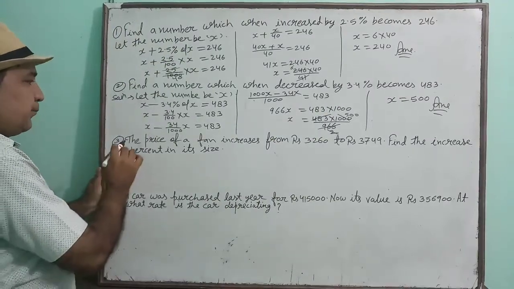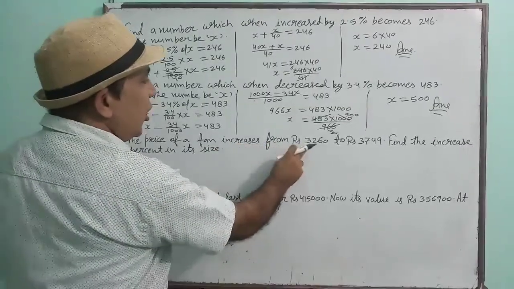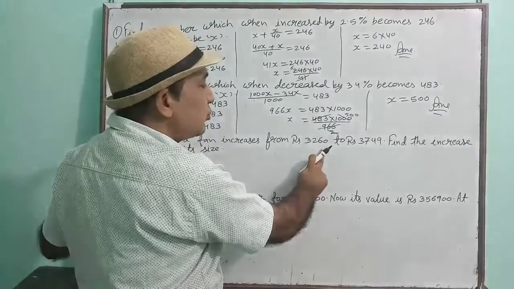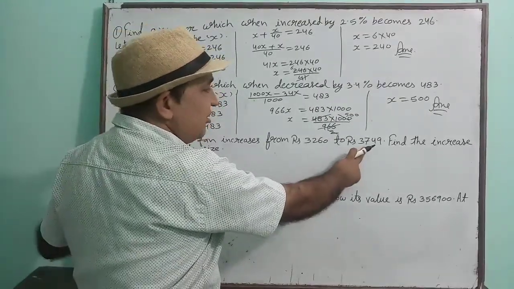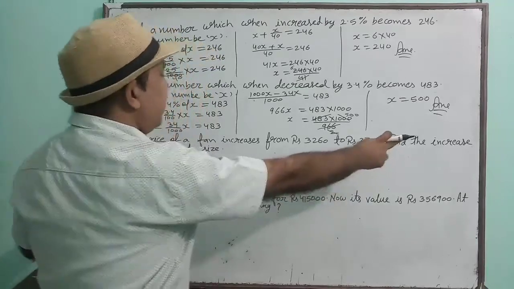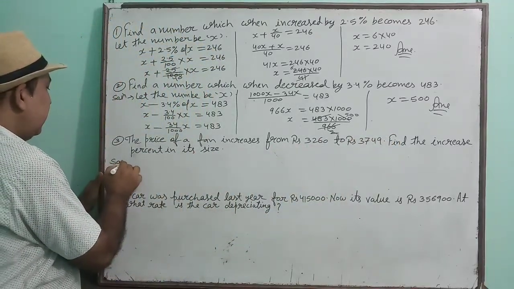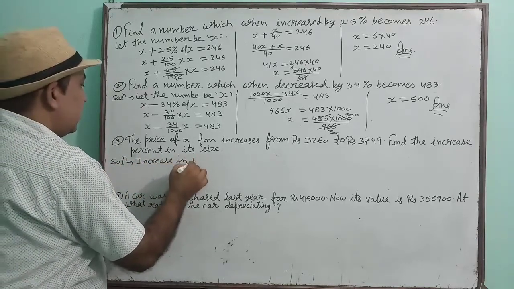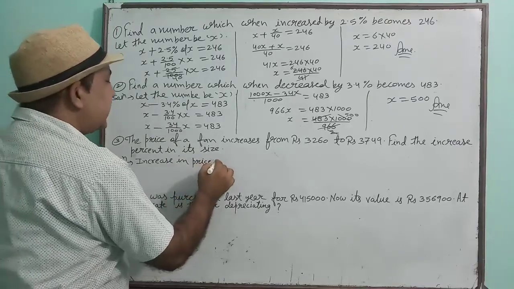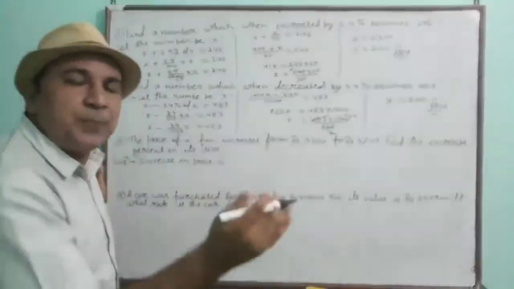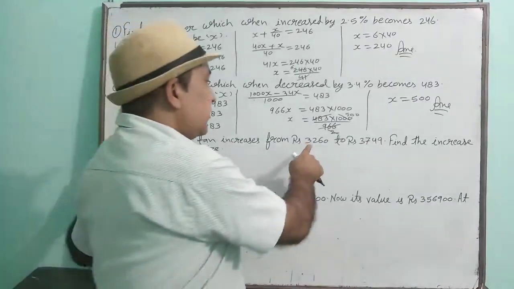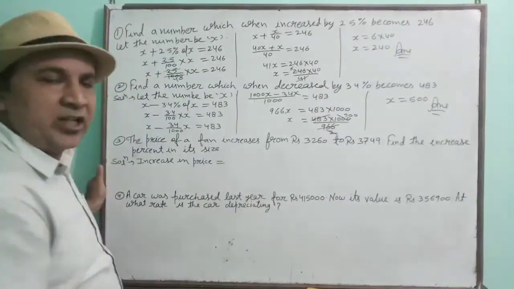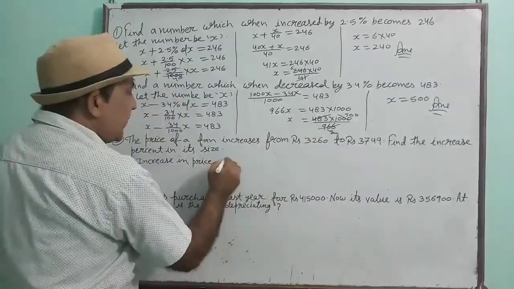See the third question. The price of a fan increases from this to this. That means the original price was 3260 and the new price is 3749. Then find the increase percent. Children, how will you find the increase in price? How much price is increased? The old price is this, the new price is this. How will you find how much the price is increased? New price minus old price.